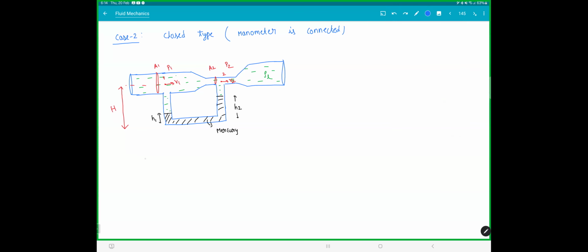First thing, equation of continuity: A1 V1 is A2 V2. Second is Bernoulli. Same equations, nothing changes. P1 plus half rho V1 square is P2 plus half rho V2 square.